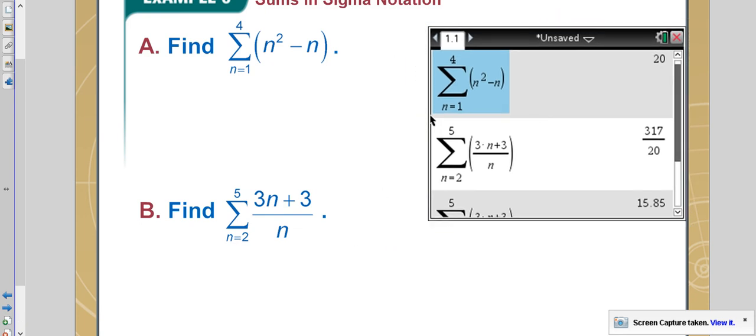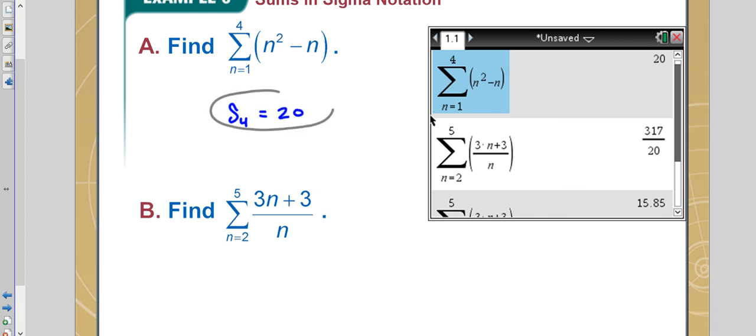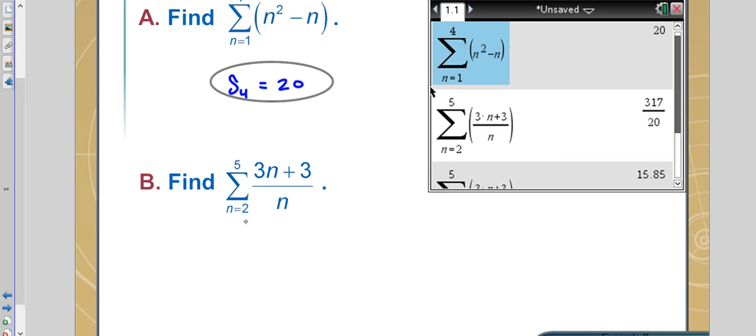And so now we know that this one, again, you could write it if you wanted to, like that. That's the 4th partial sum, is 20. Now this one we would write differently just because it's not from the 1st to the 5th. But this we would say our value is 15.85. That would be our answer there on this one.